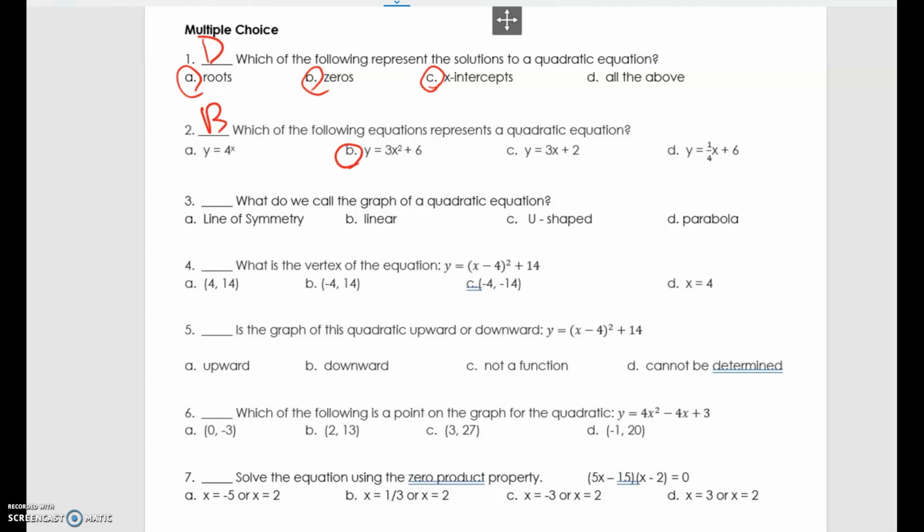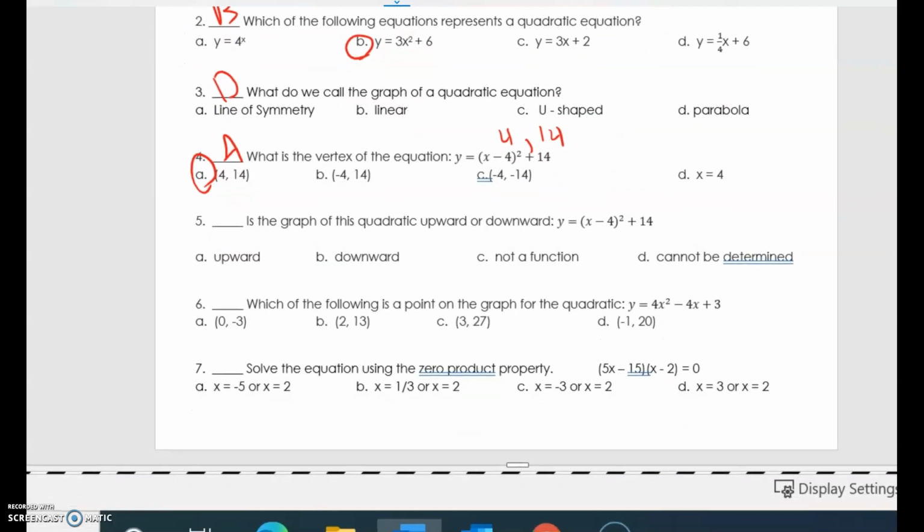What do we call the graph of a quadratic? That is a parabola. What is the vertex of the equation? So looking at the equation, the vertex would be 4, 14. So A. Is the graph of the quadratic upward or downward? Since there's nothing in front, that means it's a positive in front. That's how you determine. So this one's going to be upward because it's a positive leading coefficient.